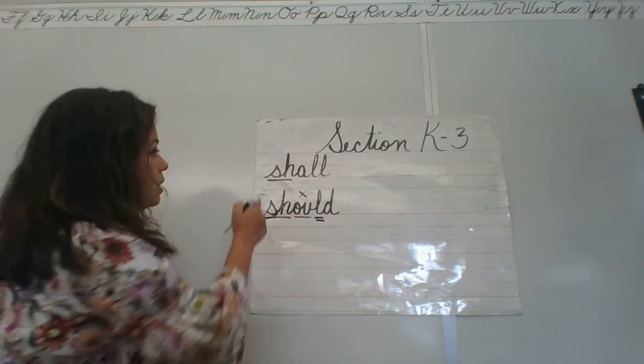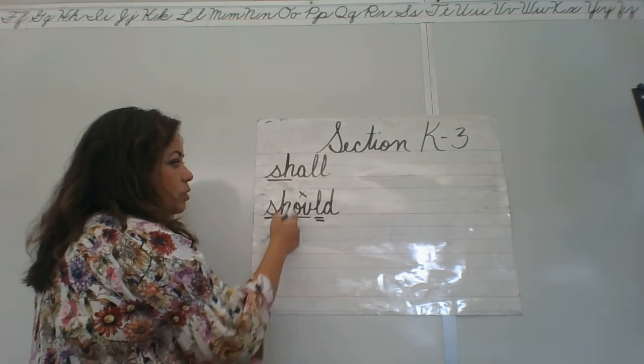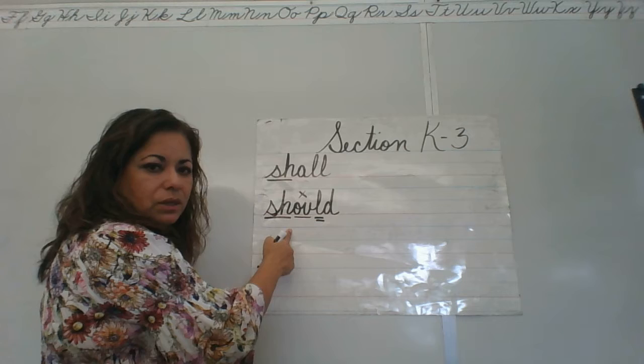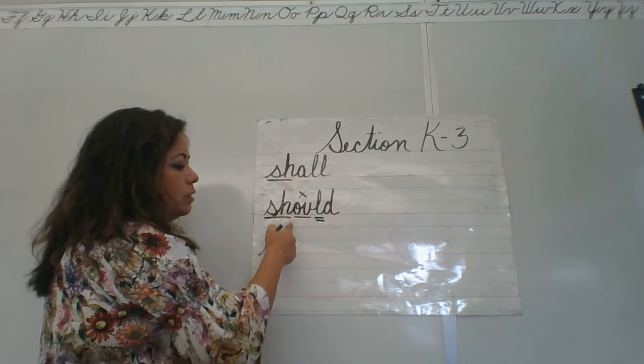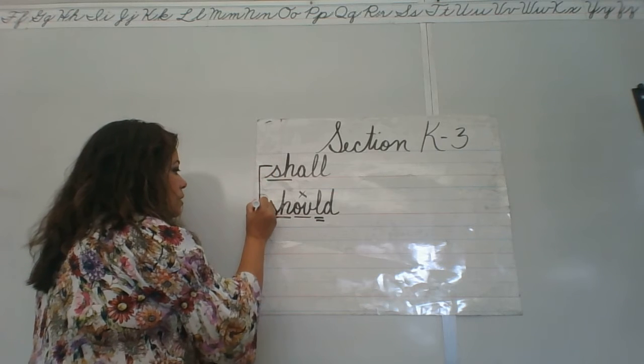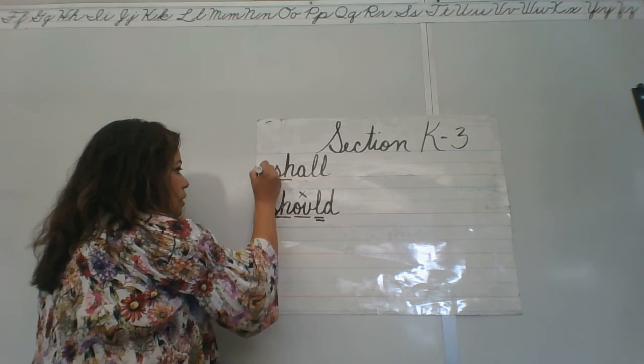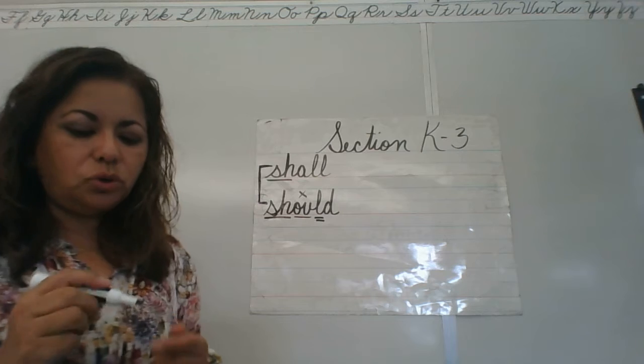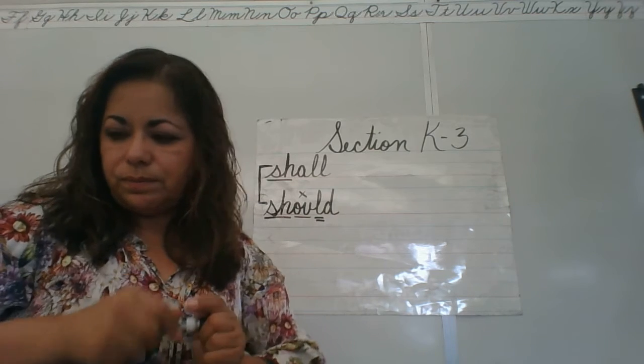Now, because this is a root word of this, that means these two are the same word, just different tenses. Shall is future tense, this is present tense. So I'm going to put a bracket. I'm going to go like this and connect them on the outside, and that means that those two words are related to each other. Okay?